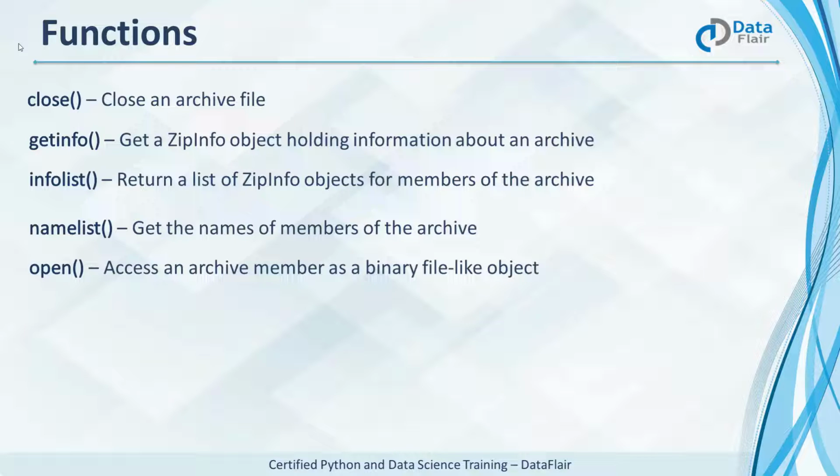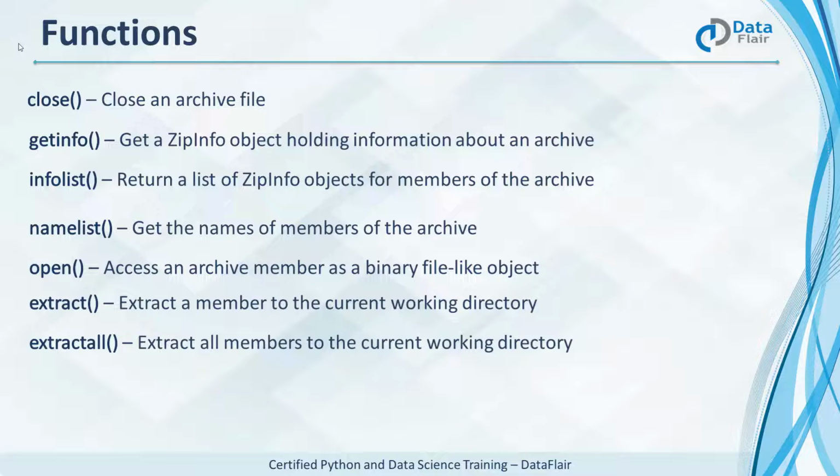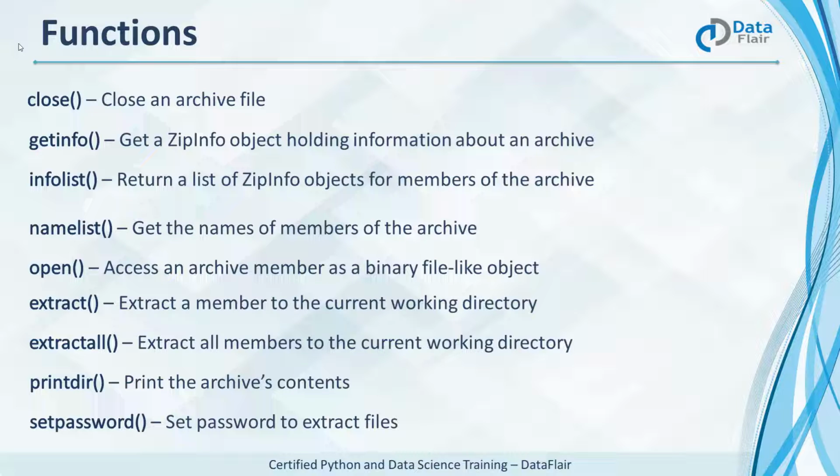Open accesses an archive member as a binary file-like object. It is also a context manager, and we can use it with the with statement. Extract extracts one member of the zip to the current working directory, and extractall extracts everything. Printdir prints an archive's contents to sys.stdout, and setpassword lets us set a default password to help extract encrypted files.